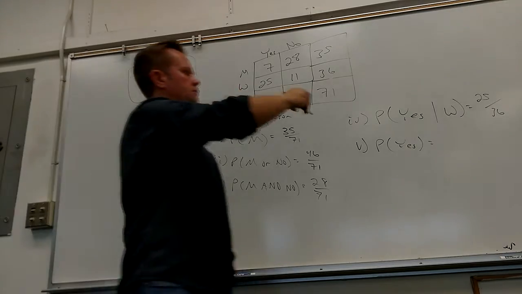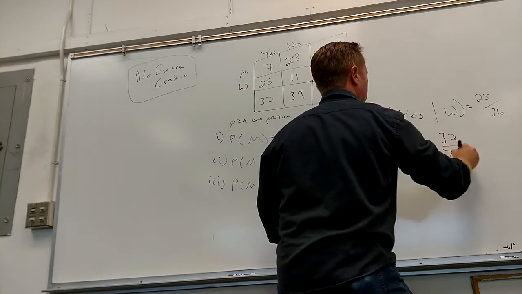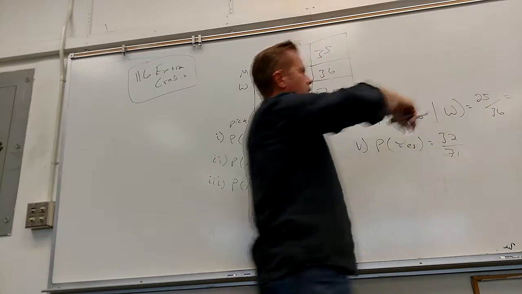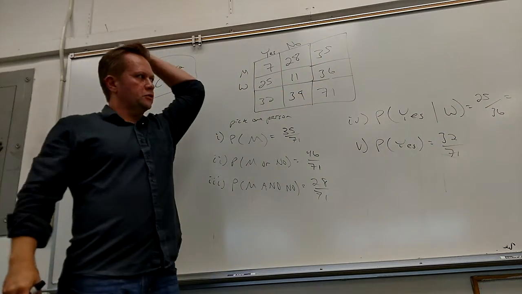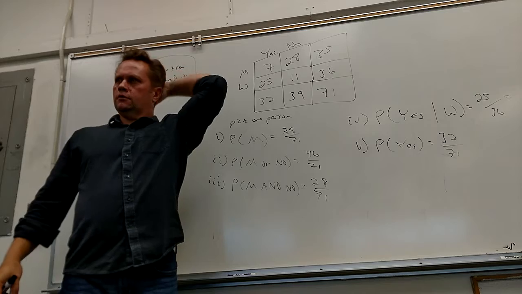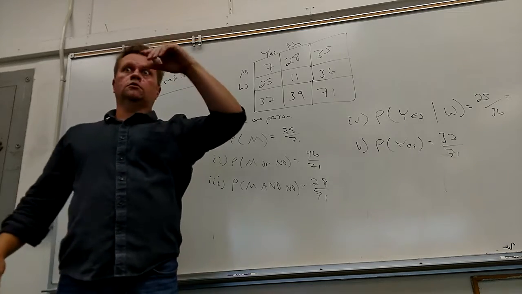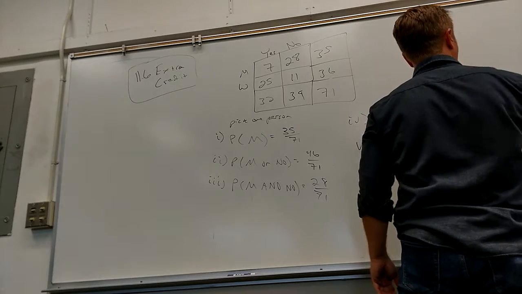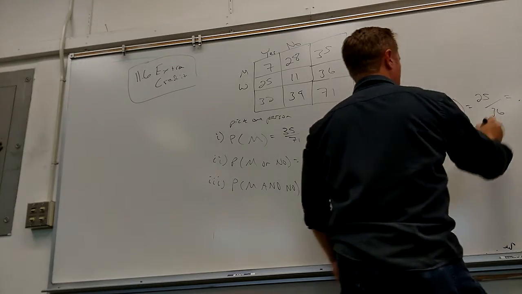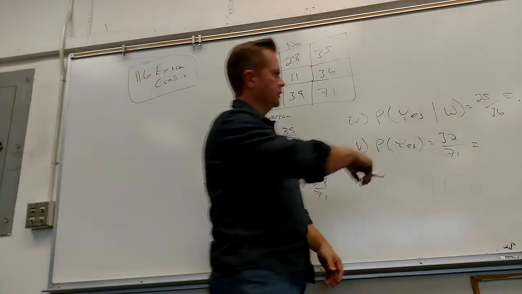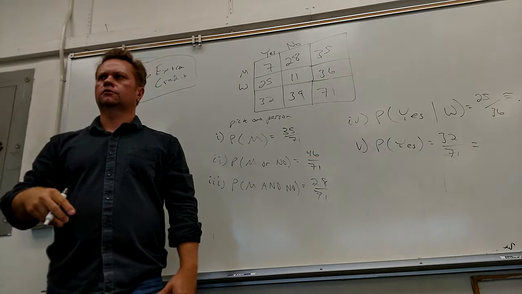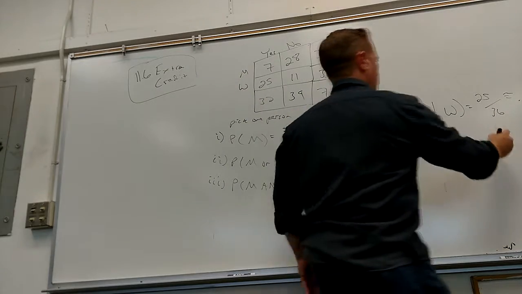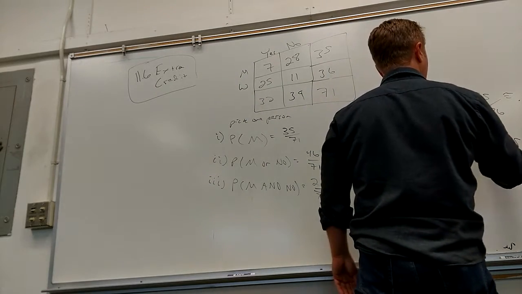32 out of 71? Somebody help me out. What's 25 divided by 36 roughly? I love how they're both squares. I like that. About 70%, 0.69 something? Okay. And then 32 divided by 71? 0.45. I like it.